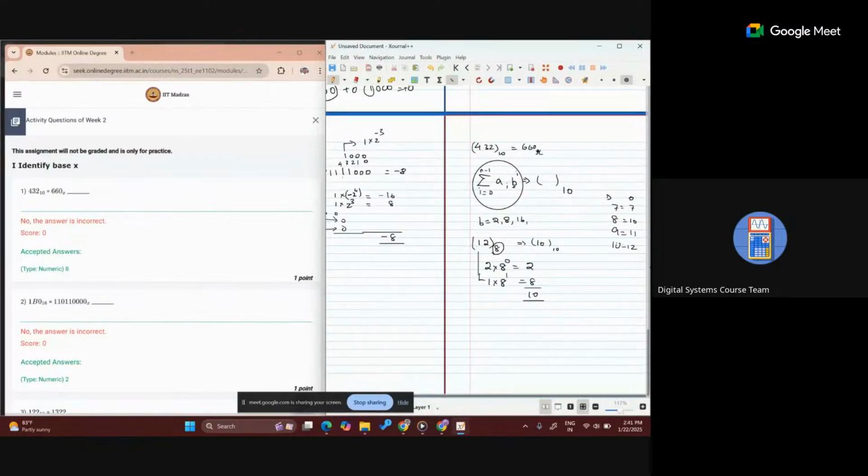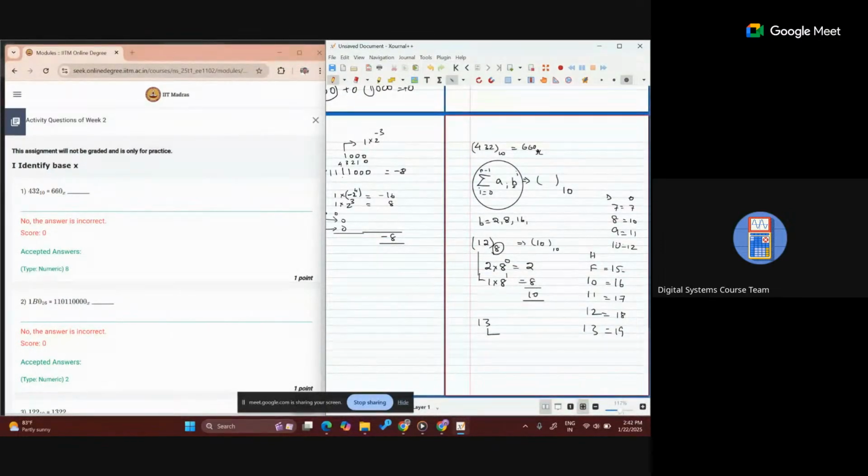Let's try another number. For example, 15 is F, 10 is 16, 11 is 17. This is in hexadecimal format. 12 is 18, 13 is 19. Any number. Can you choose 13? So that I get the answer as 19.